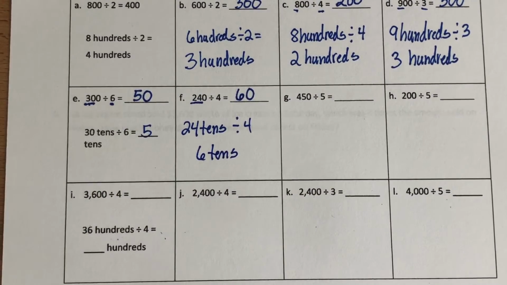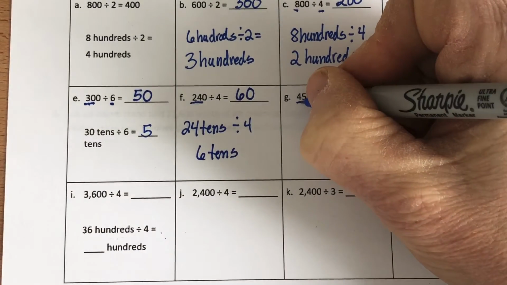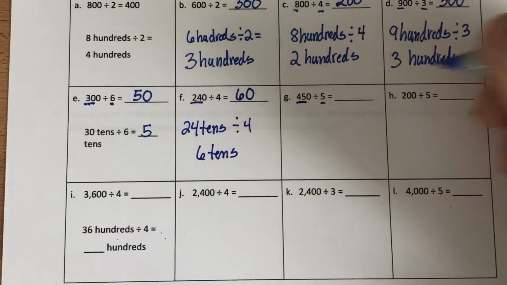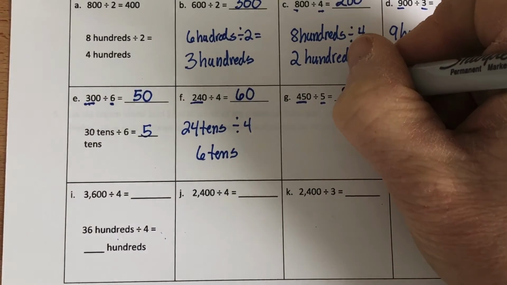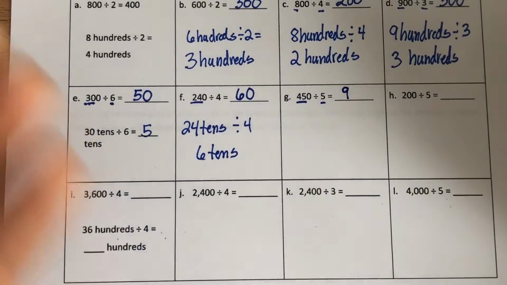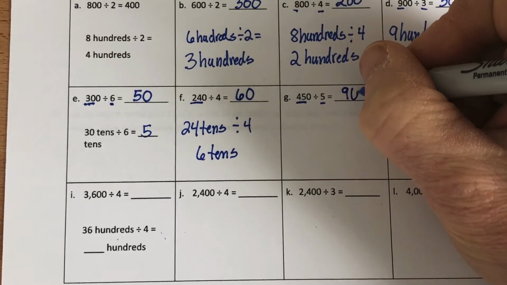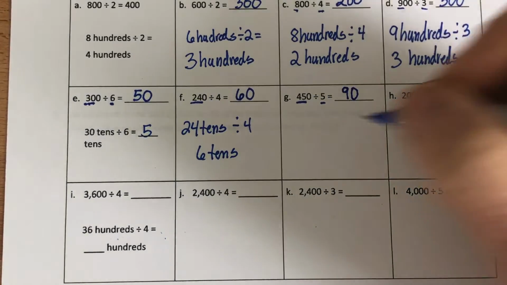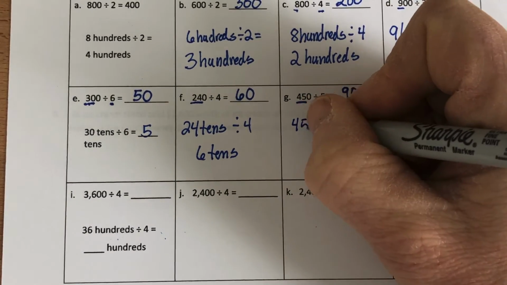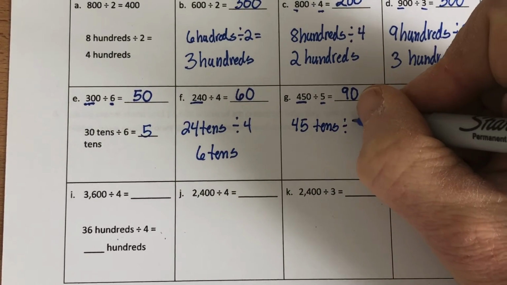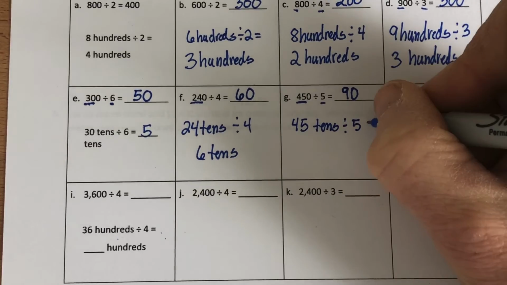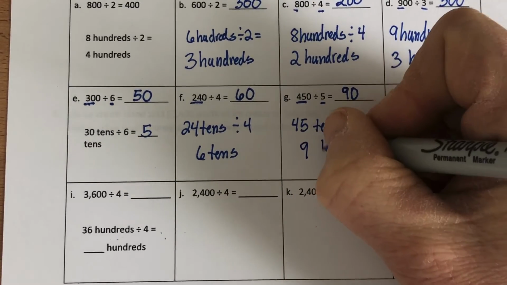Okay. Nice. Now, 45 divided by 5. Do you know what that is? If you said 9, you're right. Good. But it's not just 45, it's 450, so I'm just going to add a 0 to the end of that. So it's 90 here. So I've got 45 tens divided by 5 is equal to 9 tens.